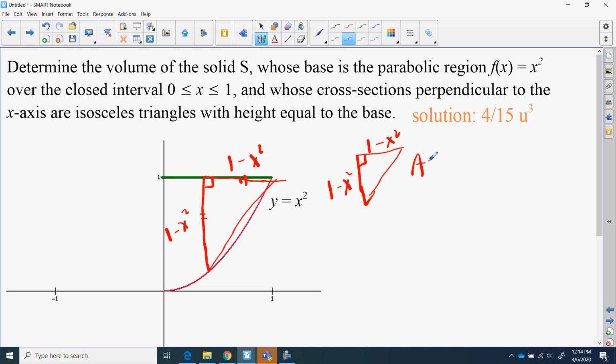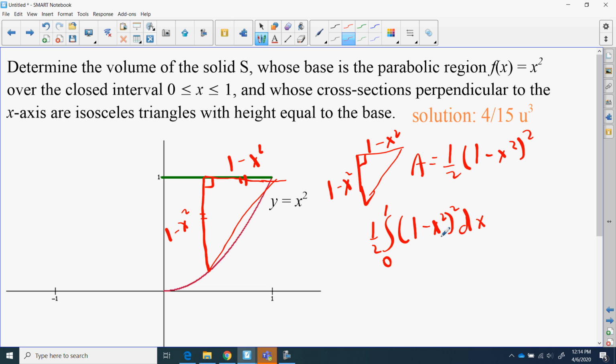Well, if I wanted the area of that triangle, it's half the base times the height, which is the same thing. So the integral, if I change it to right isosceles triangles, would be this: 0 to 1. I've got this half, I'm just going to put that out front. It's a constant. 1 minus x squared, squared, dx.